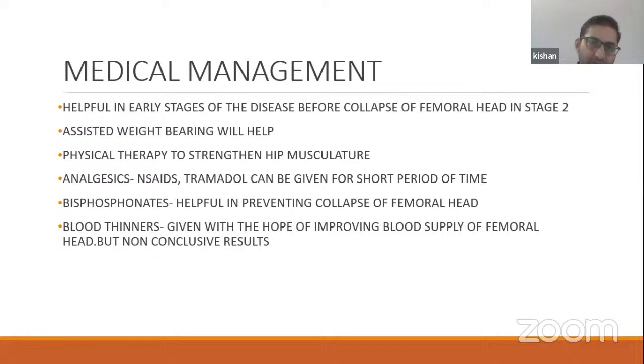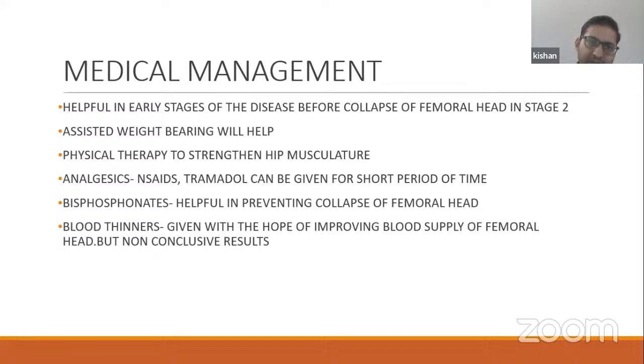What we can do is advise the patient, when diagnosed with hip pain and stage 1 or stage 2A changes in the MRI, to have assisted weight bearing to decrease the pain in the hip joint. Physical therapy strengthening the hip musculature will decrease the load on the hip joint and decrease the pain. It will give some pain relief and at least help maintain flexibility in the surroundings of the hip joint.